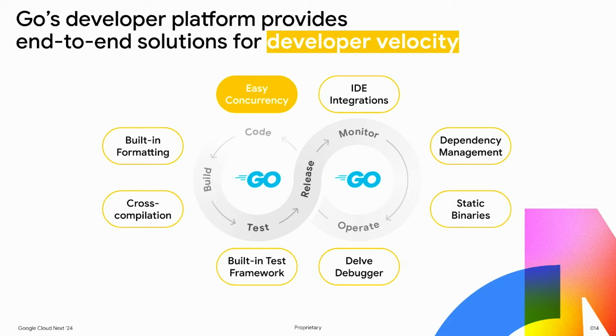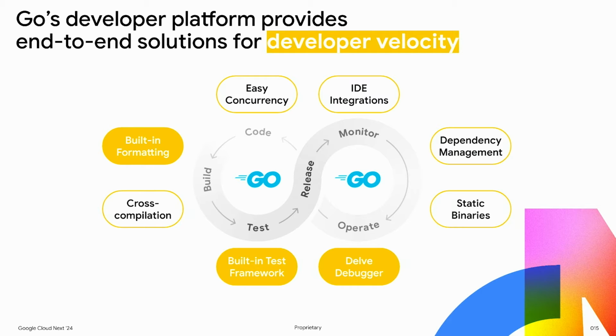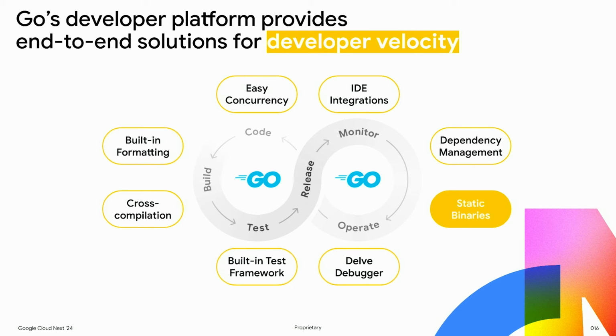We provide a powerful concurrency model through Goroutines. We have built-in formatting, a built-in test framework, a built-in debugger. The Go compiler itself builds static, standalone binaries with no system-wide dependencies or a separate runtime, which makes deploying easier, safer, and faster than in other languages. It's an end-to-end solution for gaining and maintaining developer velocity.